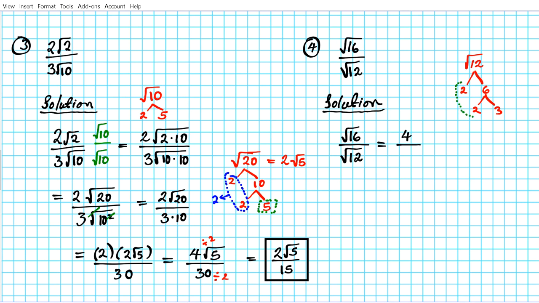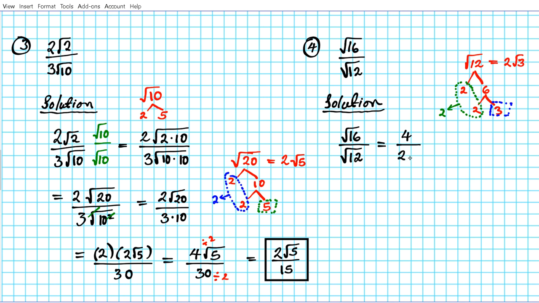We factor out that 4 and we take the square root. The square root of 4, or 2 times 2, is 2. All right, so this pair comes out as 2 because that's what the square root of a square does. And 3 stands alone without a partner, so it stays behind. And the simplified form of root 12 is 2 root 3. So let's insert that down here.